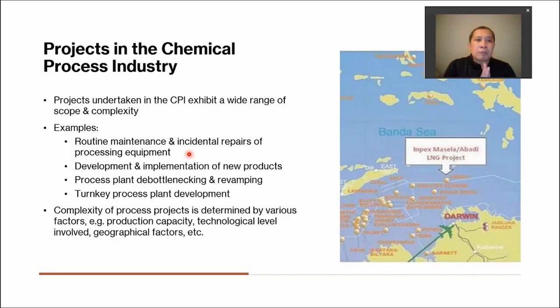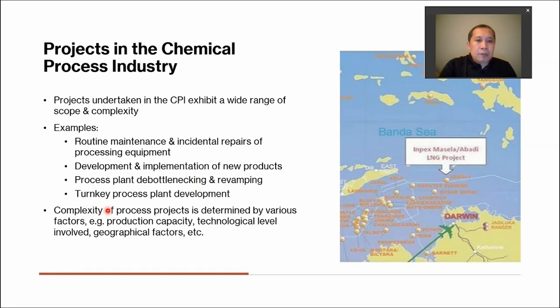Projects in the chemical process industry vary widely in terms of scope and complexity. For example, it can be as simple as routine maintenance and incidental repairs of equipment. It could be the development and implementation of new products, process plant debottlenecking and revamping. I hope you are familiar with these two terms. If not, I urge you to look them up on the internet. And perhaps one of the most complex projects that a chemical engineer can encounter is turnkey process plant development, which means process plant development literally from zero, from scratch.